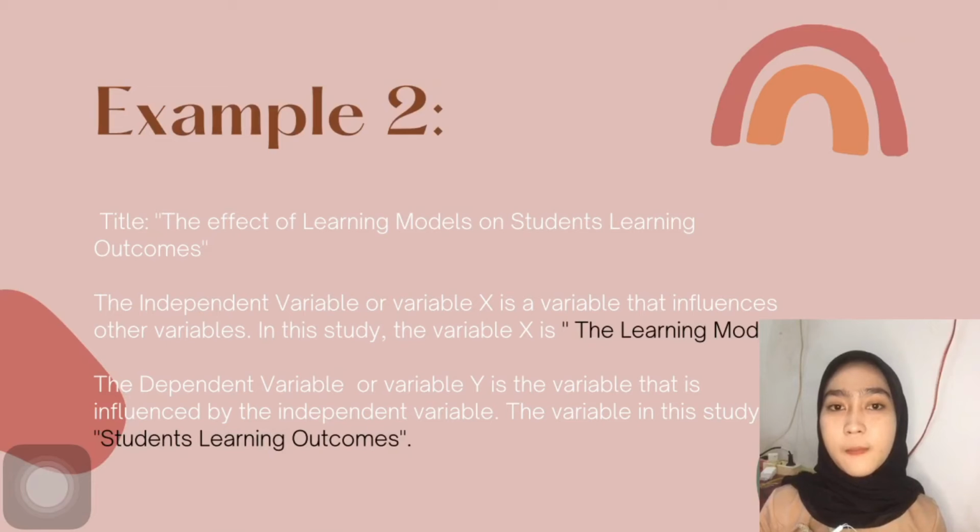Okay, next example of the independent variable and dependent variable. For example, the title is the effect of learning model on student learning outcomes. So we can see the independent variable, or the variable that influences in the study, is the learning model, and the dependent variable, the variable that is influenced by the independent variable in the study, is student learning outcomes.